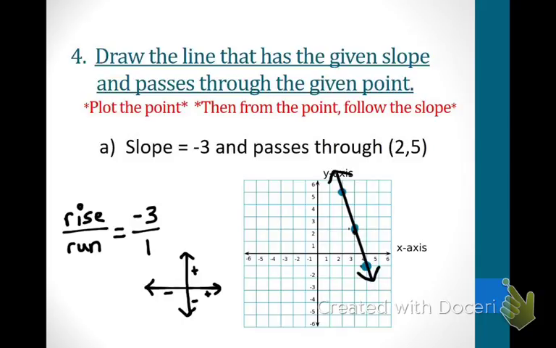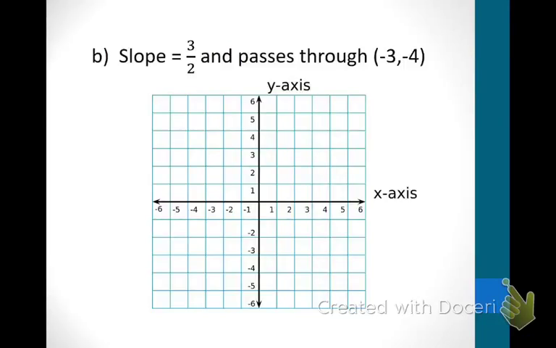And I'm going to reread my instructions to make sure I've done what I'm supposed to do. It says draw the line, which we did, that has the slope, which we did, and passes through the given point, which we did. So this is complete, and we have now done everything that we need to do for problem 4. The first thing you have to do is plot your point. So we're going to go -3 and then down to -4.